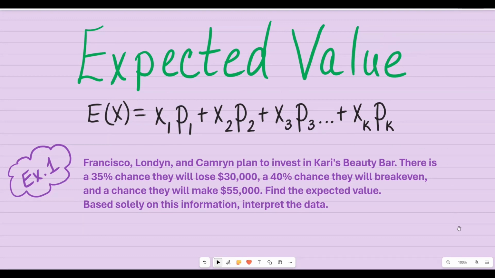Francisco, London, and Cameron plan to invest in Kari's Beauty Bar. There is a 35% chance they will lose $30,000, a 40% chance they will break even, and a chance they will make $55,000. Find the expected value. Based solely on this information, interpret the data. So the first thing that I'm going to do is set up that chart.